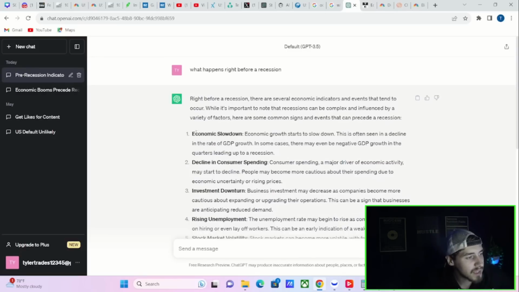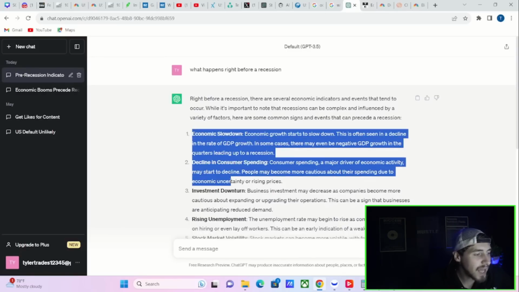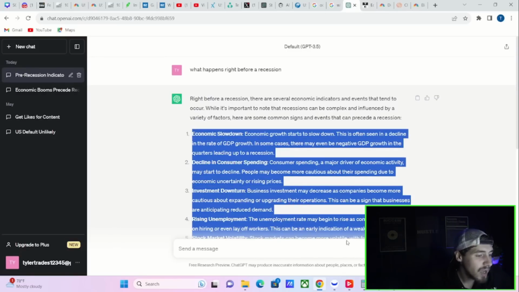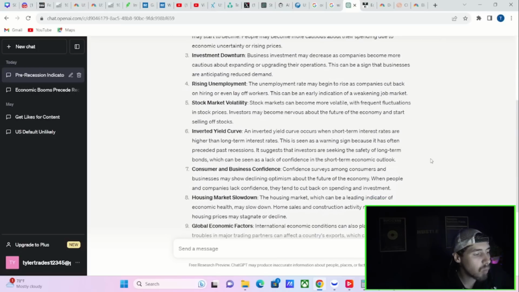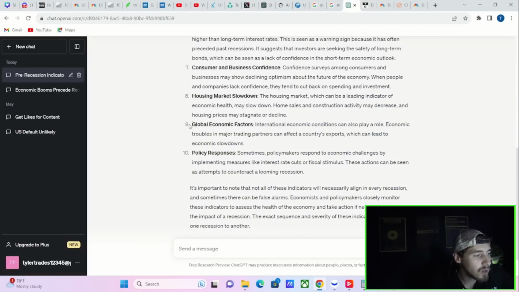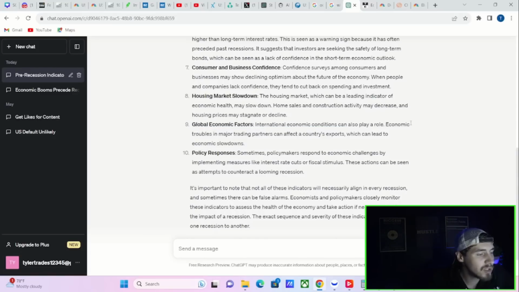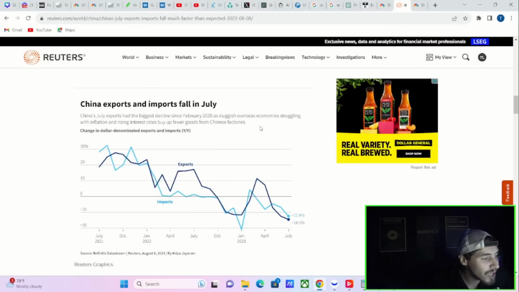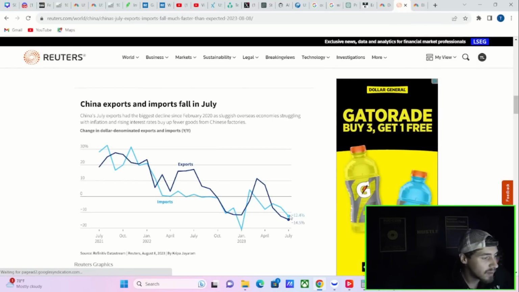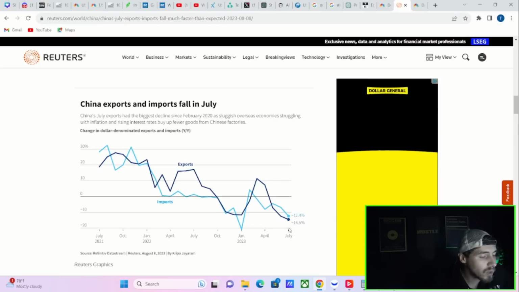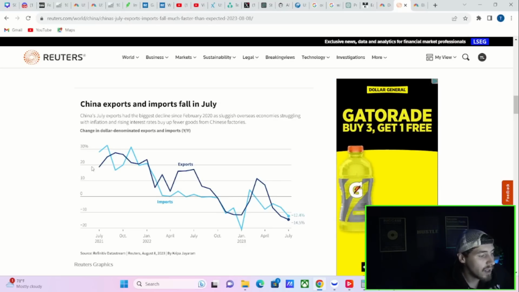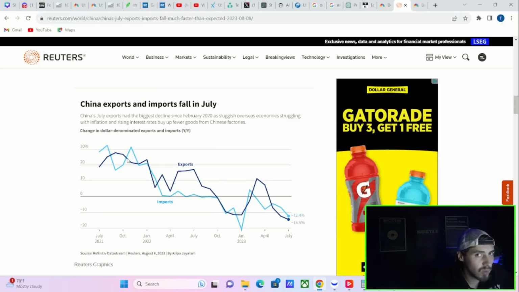1.35%. So out of this list from ChatGPT of things that happen before or during a recession, you're basically seeing all of them in one form or another, especially global economic factors. It says international economic conditions can also play a role. Economic troubles in major trading partners can affect a country's exports, which can lead to economic slowdowns. We've seen this with China. Look at their exports and imports. Their imports are down 12.4% year over year, their exports down 14.5% year over year. Basically a straight decline since 2021.